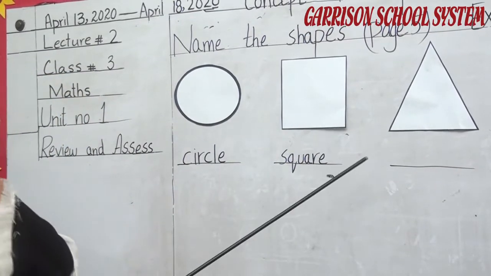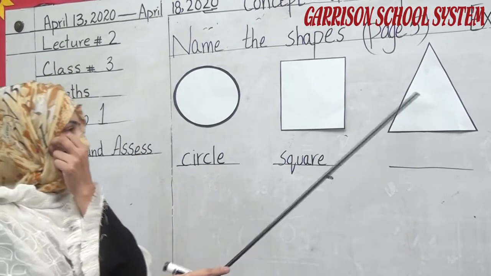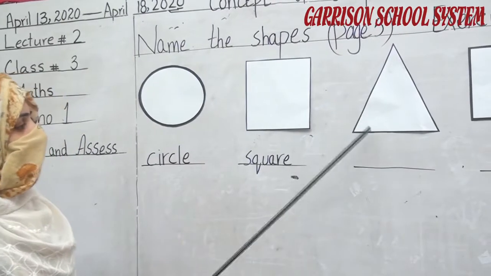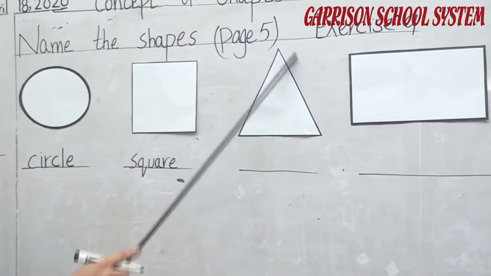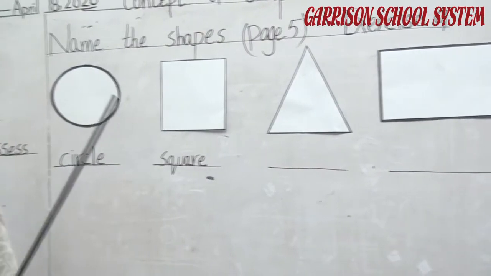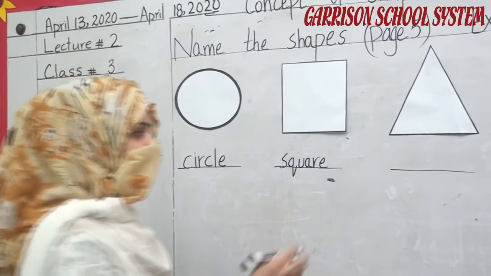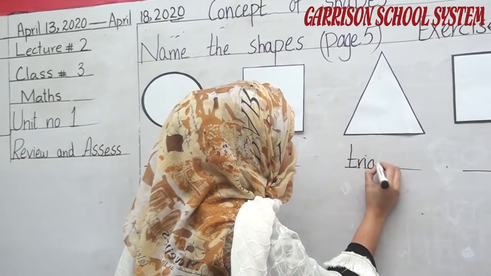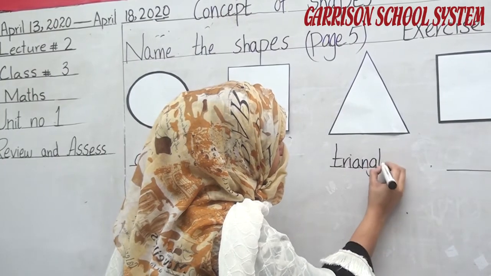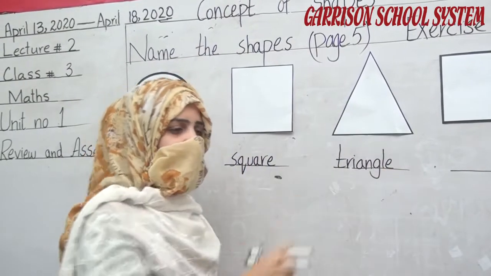Now look at the next shape. This shape has 3 sides. 1, 2, 3. 3 sides. And what is the name of this shape? Triangle. T-R-I-A-N-G-L-E. This shape's name is triangle.